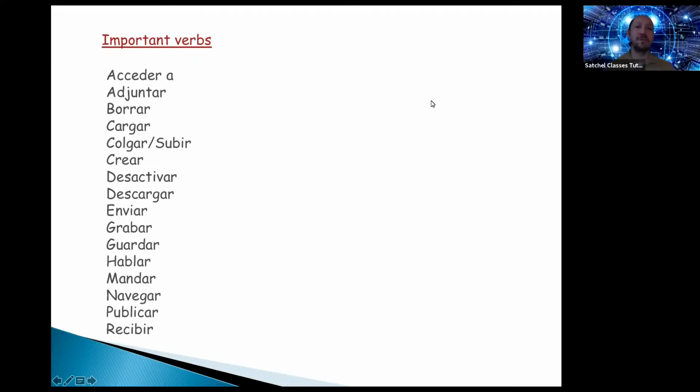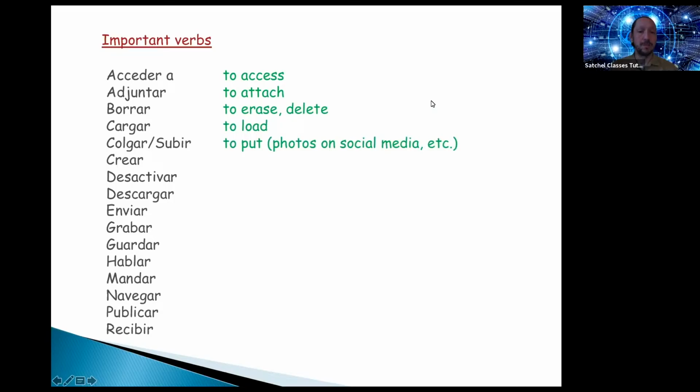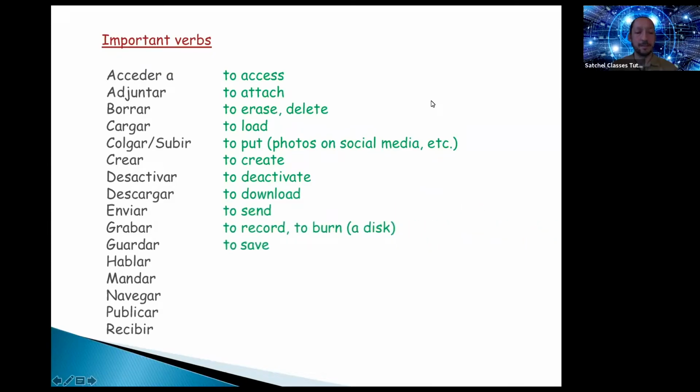So important verbs today are acceder a, sorry, acceder a, adjuntar, borrar, cargar, colgar o subir, crear, desactivar, descargar, enviar, grabar, guardar, hablar, mandar, navegar, publicar, recibir. Very important words when you talk about technology.